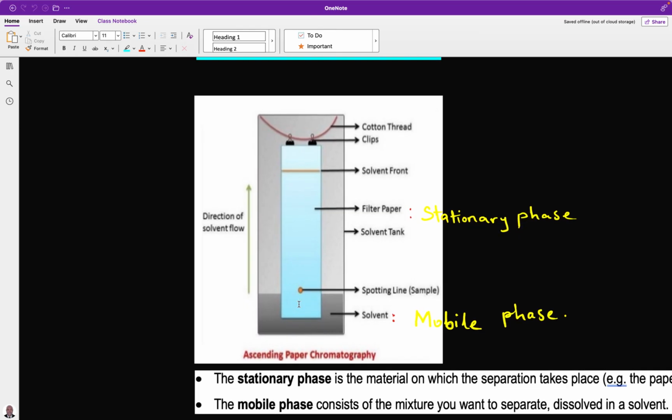Now, as I said, a lid is also important in this case, especially when our components or the analytes are a volatile liquid. In order to prevent it from evaporating, we need to cover it.